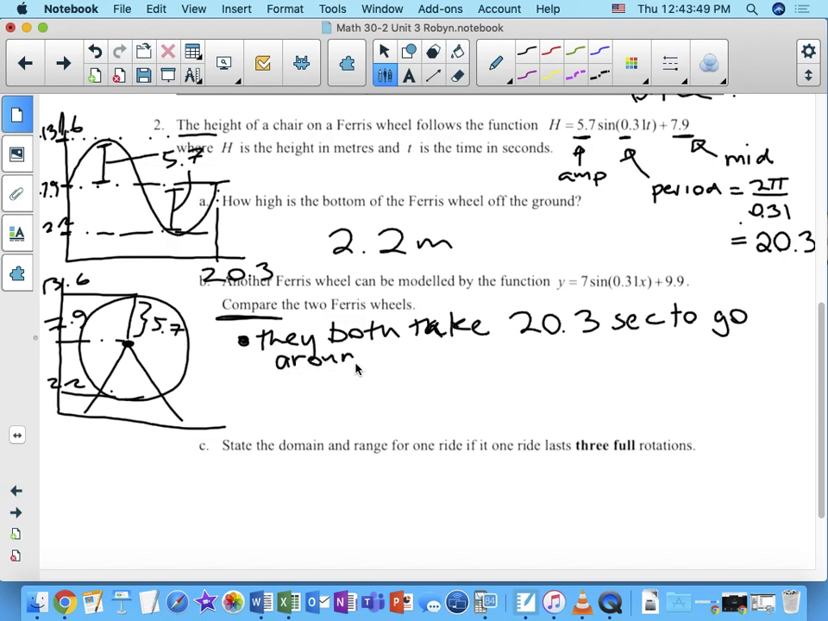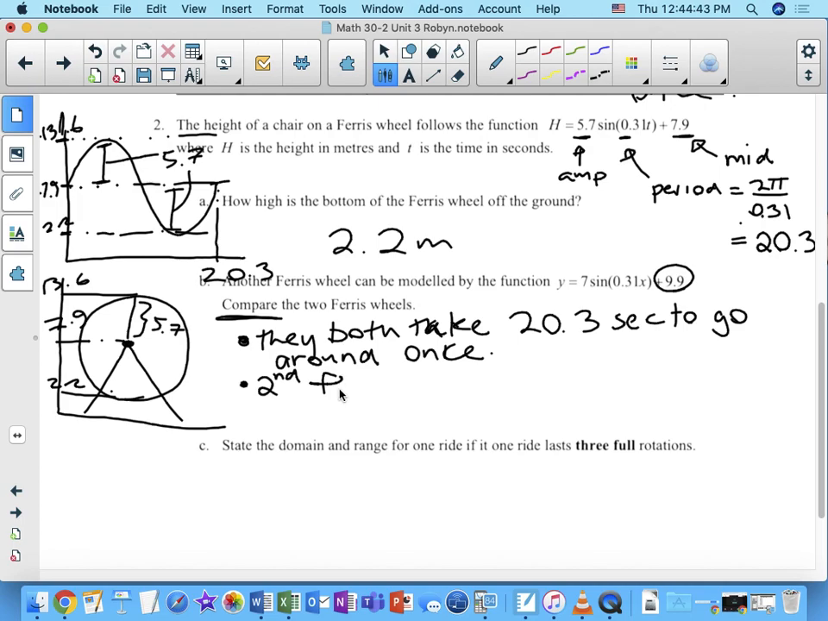Okay? All right, let's maybe start with the midline. This midline is 9.9. The other one is 7.9. What does that mean about this Ferris wheel compared to that one? Where does the 7.9 show up in this Ferris wheel? It's the midline of the graph, but where does it show up in terms of the Ferris wheel? It's the height of the center. Yes. So this second Ferris wheel, is it going to be the same? No, it's 2 meters higher.